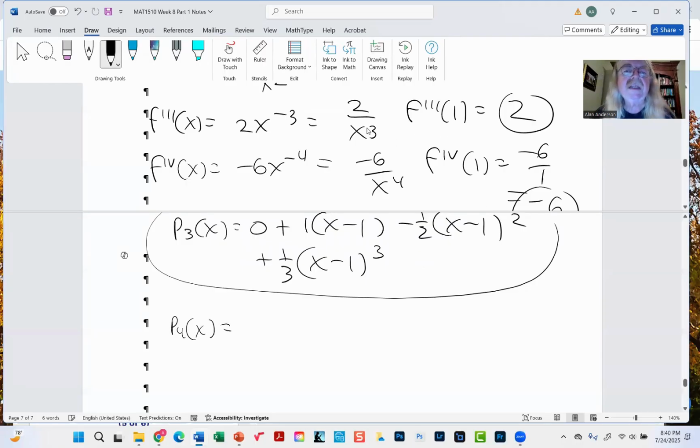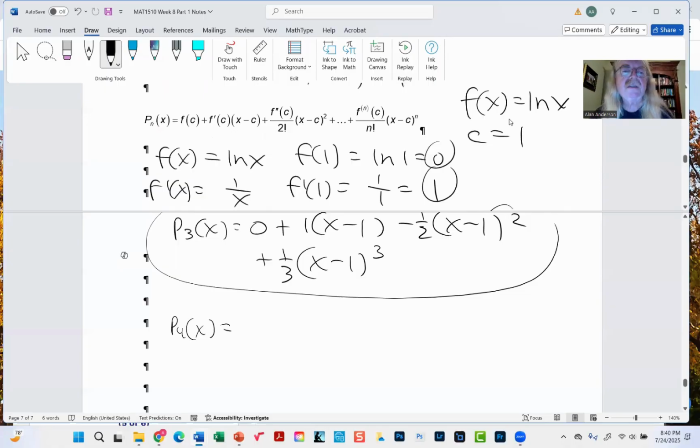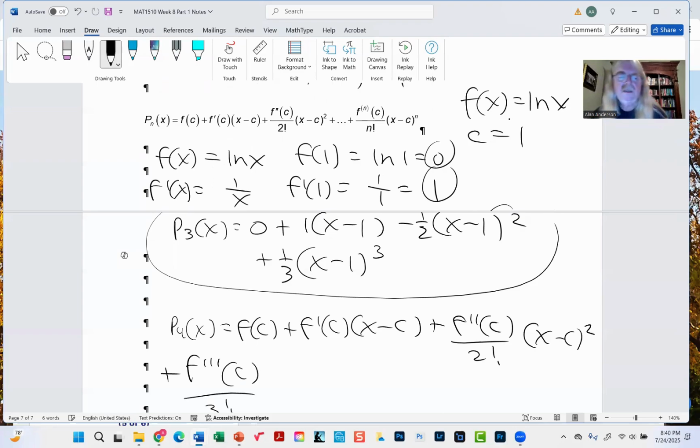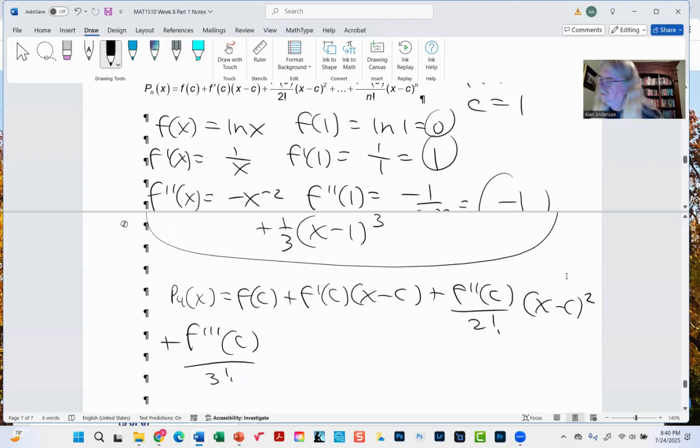So based on the formula, again, that we've been using, it's going to be f of c plus f prime of c, x minus c, f double prime of c over 2 factorial, x minus c squared plus f triple prime of c. Let's see. And then finally, the fourth derivative.